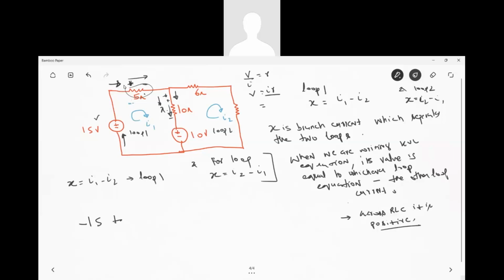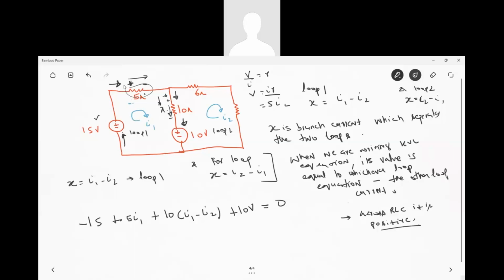So the R value is 5, so it would be 5 into I1, right? This value is 5 into I1, correct? Then here plus 10 into X, but X value is I1 minus I2, right? Then here it is entering via the positive, like here it was entering via the negative. So you'll write plus 10 volts is equal to 0.